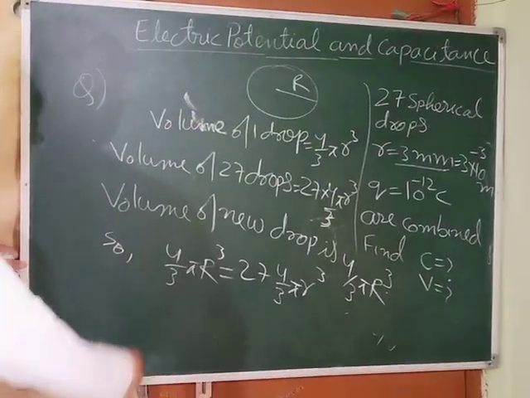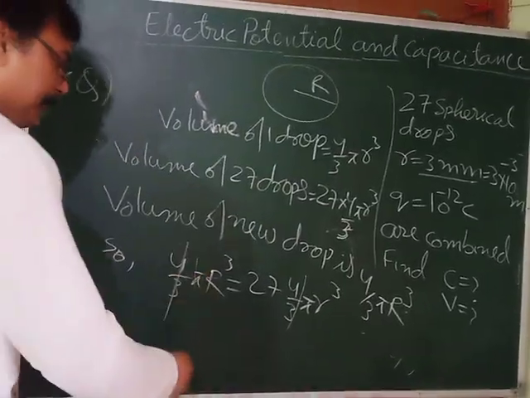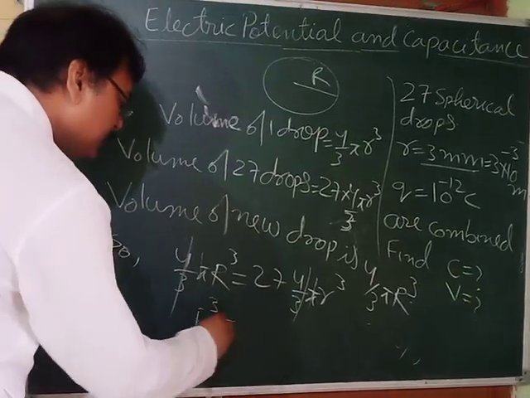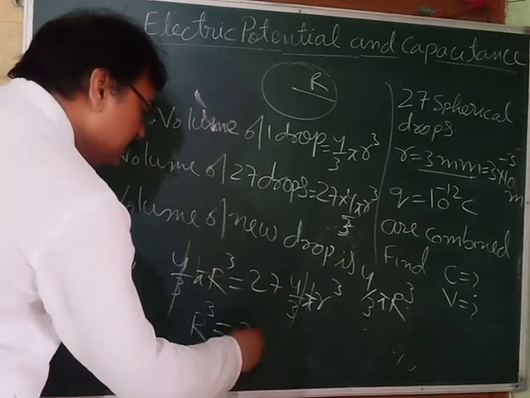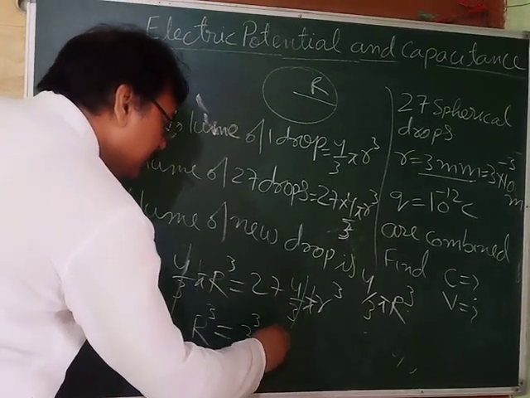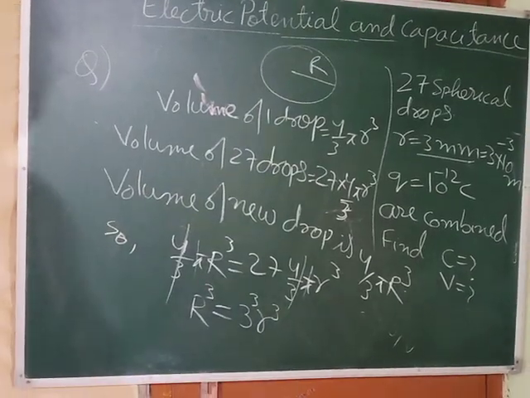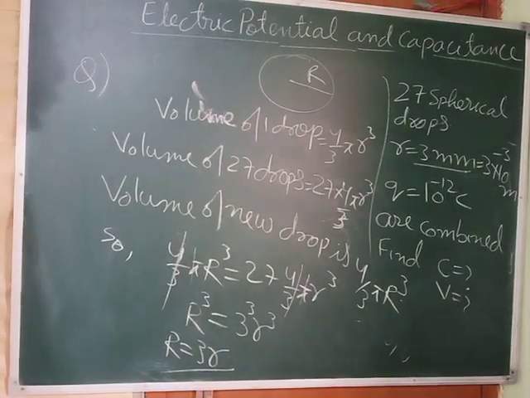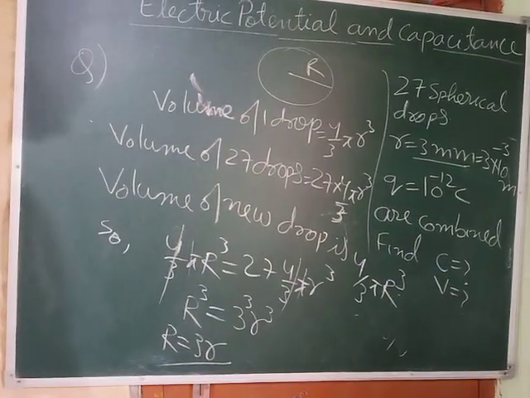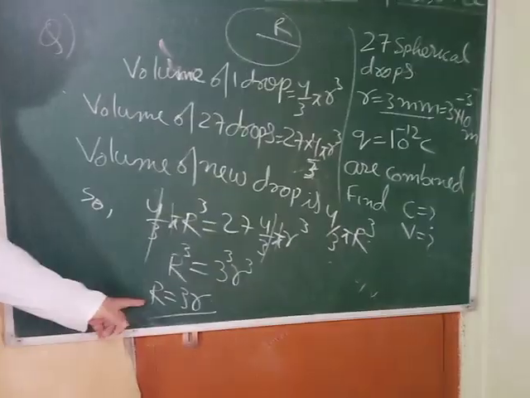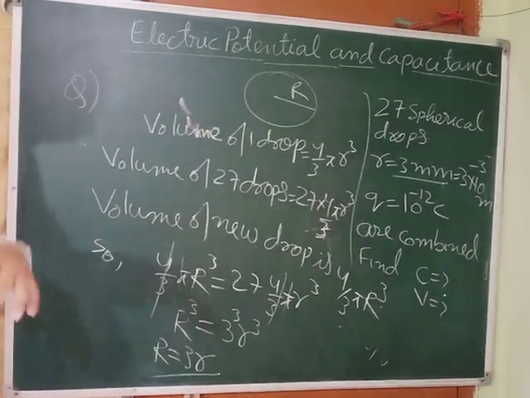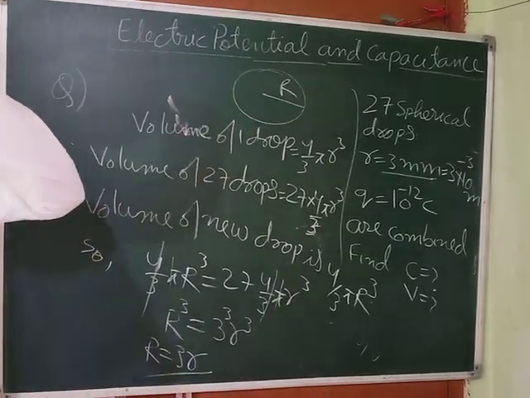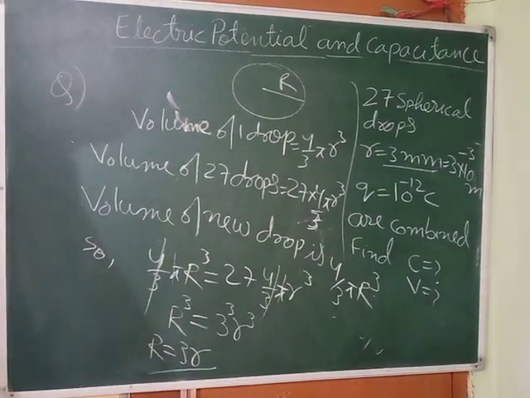Okay. So 4 by 3 cancels out. Pi cancels out. What are we left with? R cube is equal to, can we write 27 as 3 cube? And this is r cube. Okay. So capital R is equal to how much? 3r. So we got capital R is equal to 3r. In this way, we got the radius of the bigger drop, or combination drop. We can say combination drop also. So we got the radius.